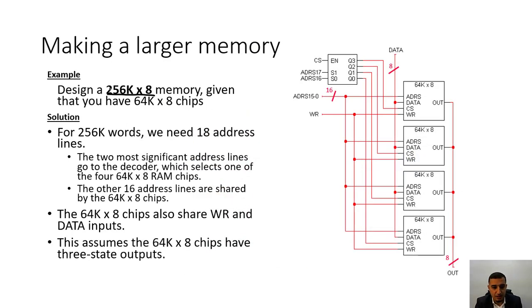So over here you can see that a design example is a 256 by 8 memory, given that you have a 64 by 8 chip. For the 64 words, we need 18 address lines. The two most significant lines, which are these two lines, the same that I did, 16 and 17, will be connected to the decoder. The addresses from 0 to 15 will be connected to the addresses of each block. You have 8 data lines, you have 8 output lines, you have a WR, and you have the chip select connected, as you can see.